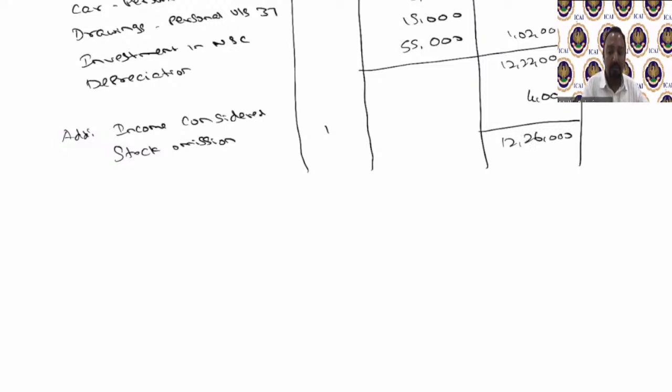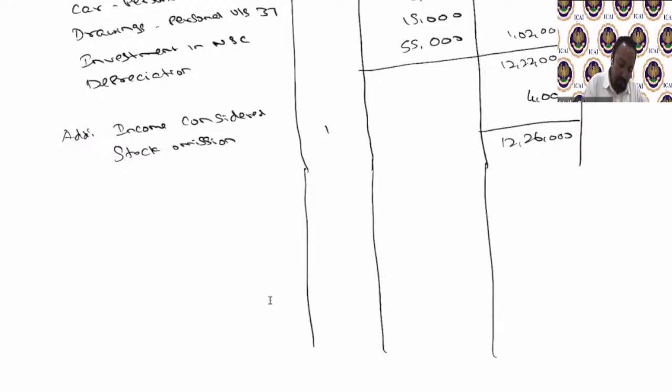12,26,000. So 1226 will be your income. And then you need to continue with the third step. The third and fourth step is reduction. Reduction of what? Expenses allowed.